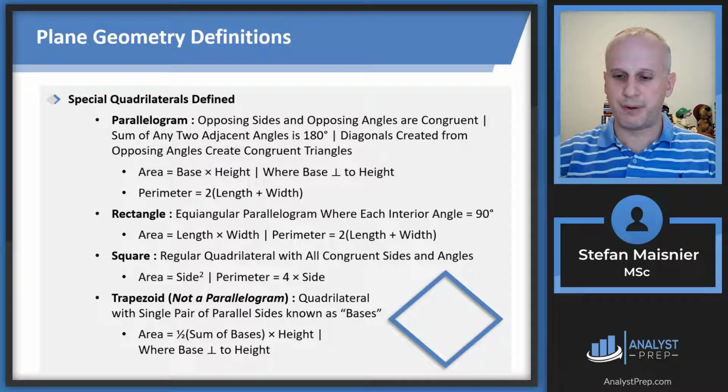So you add up the 2 parallel side lengths, divided by 2, and multiply by the height, where once again the base has to be perpendicular to the height, because the sides of the trapezoid itself, the non-base sides, are known to not in fact be perpendicular to the other 2 parallel bases.